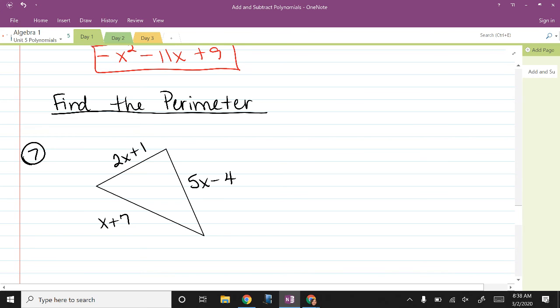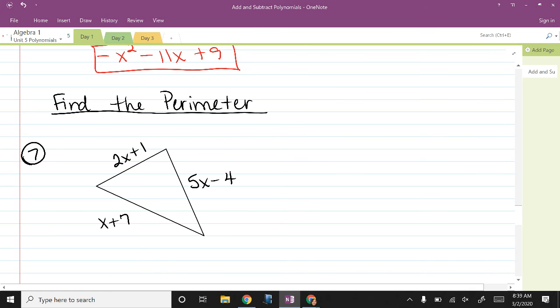Okay. Number 7 here says to find the perimeter. What shape is this? Triangle. All right, kindergartners, what shape is this? Triangle. It's a triangle.